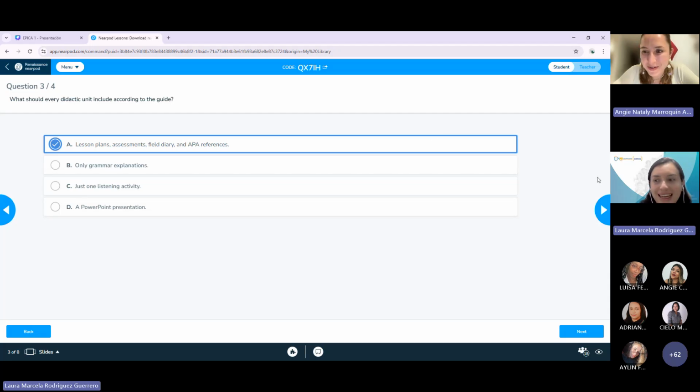Excellent. Good. Ya nos podemos quedar tranquilos de que sí han visto la guía. Empezamos muy bien. Excelentes bases.